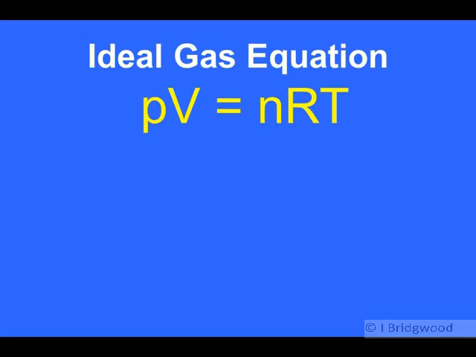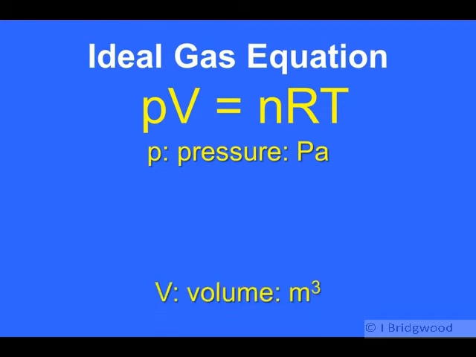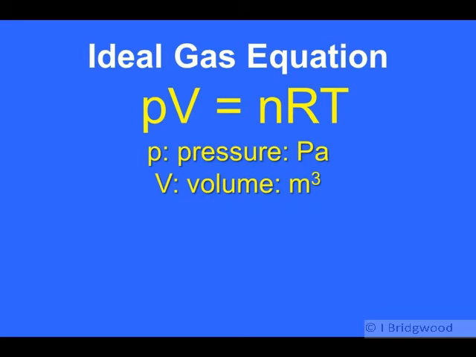Now the other problem with this particular equation is units. You need to make sure that you have the correct units. So pressure in pascals. You will come across pressure as kilopascals as well, and there are 1,000 pascals in 1 kilopascal. Normal atmospheric pressure is about 100 kilopascals, or 100,000 pascals. Volume is in cubic meters. There are 1,000 cubic decimeters in 1 cubic meter and 1 million cubic centimeters in 1 cubic meter.